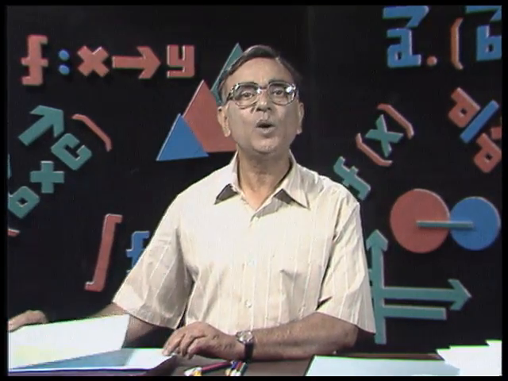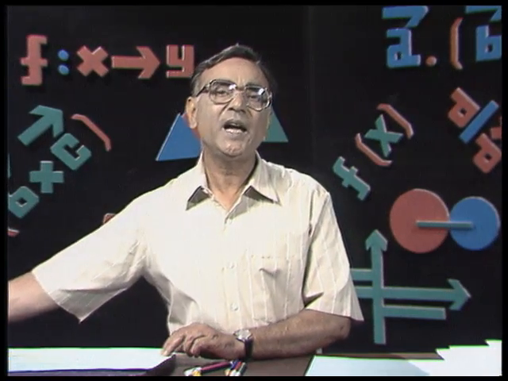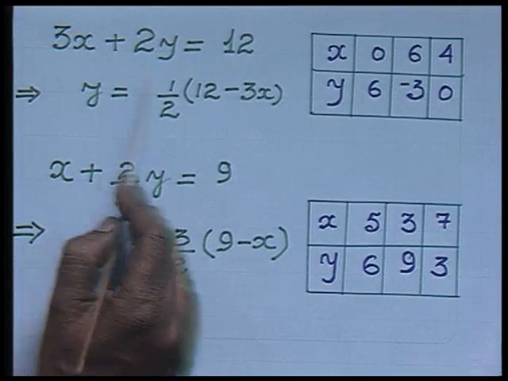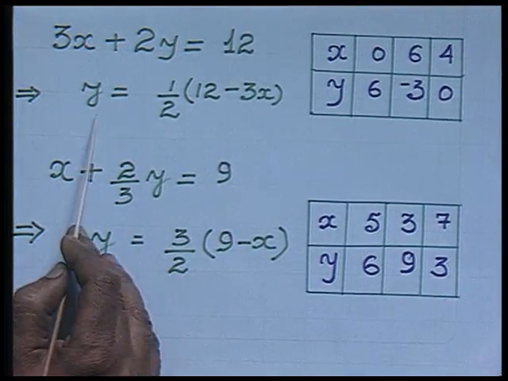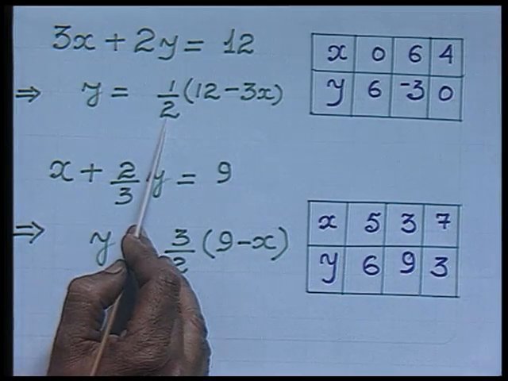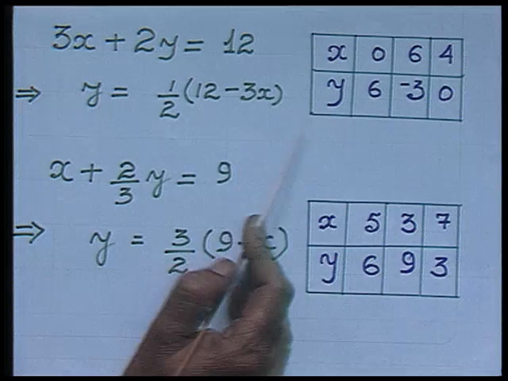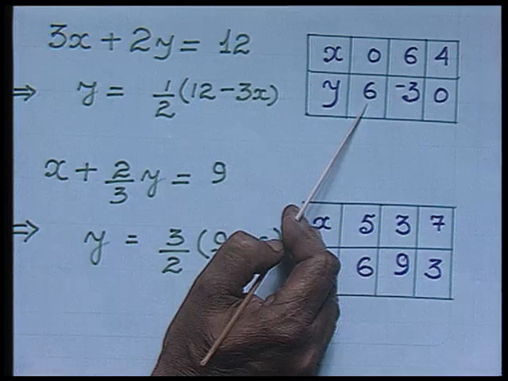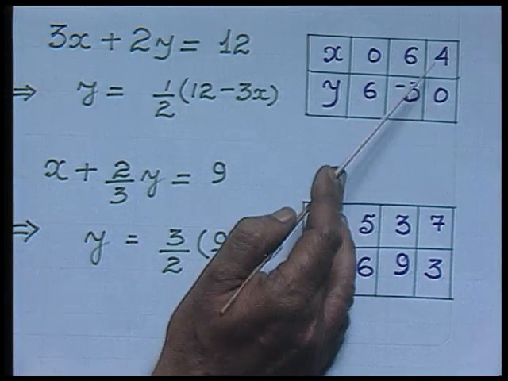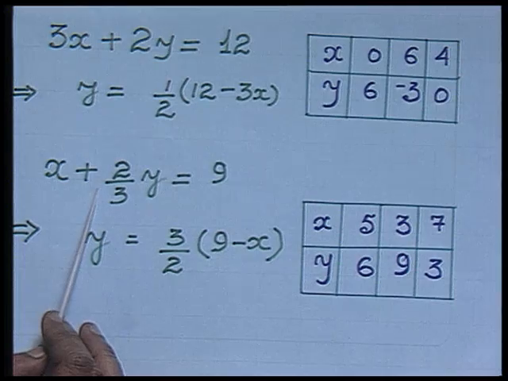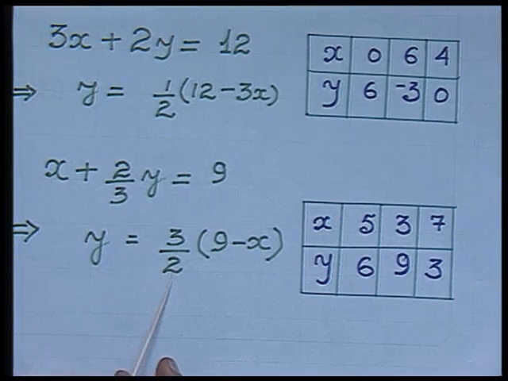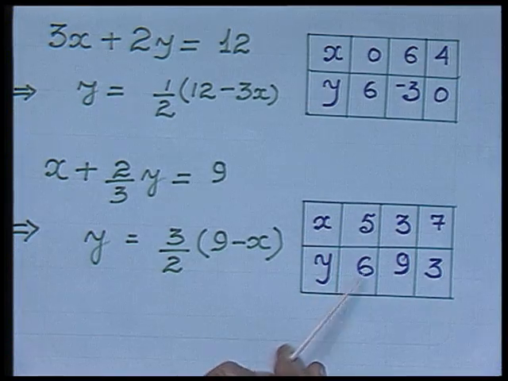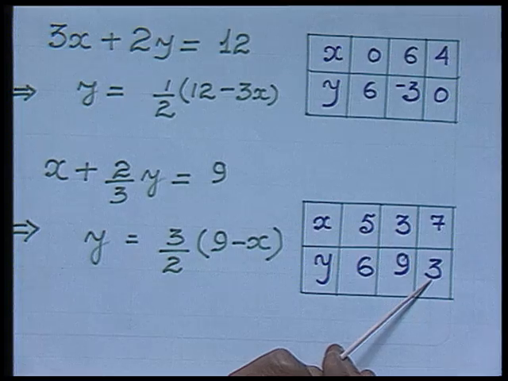But let us take now another case of a system of equations and plot their graph once again. So here the system with me is 3x plus 2y equals 12, and transforming into y, I get y equals 1 by 2 times (12 minus 3x), and the ordered pairs corresponding to this equation are (0, 6), (6, -3), and (4, 0). For the second equation, y equals 3 over 2 times (9 minus x), and the ordered pairs for this are (5, 6), (3, 9), and (7, 3).